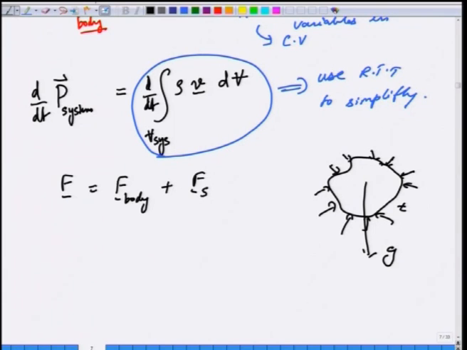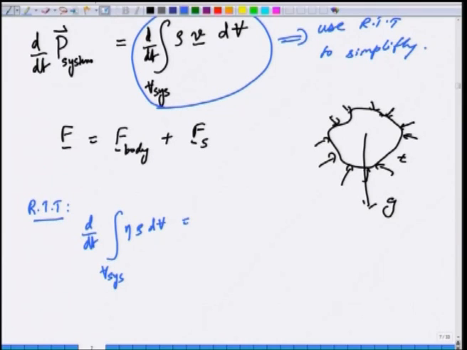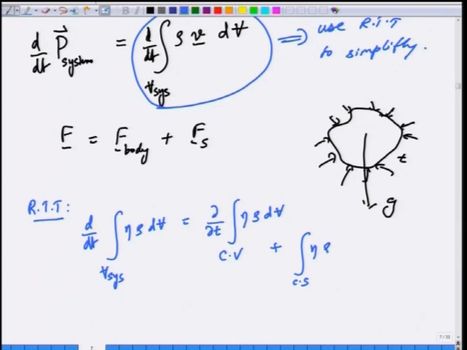Okay. So, let us apply the Reynolds transport theorem. The Reynolds transport theorem, if you recall, is d/dt of the integral over the volume of the system of eta rho dV, which is nothing but d/dt of the integral over the CV of eta rho dV plus the integral over the CS of eta rho v dot n dA.